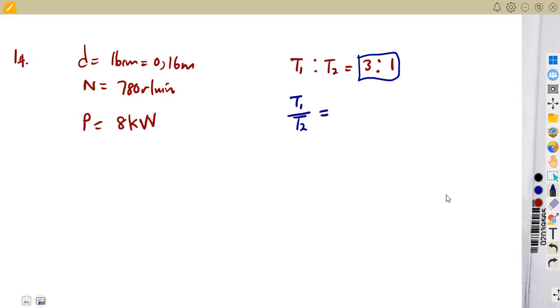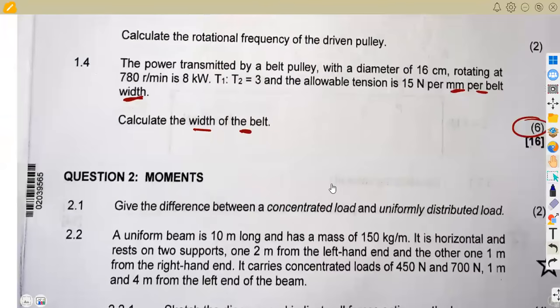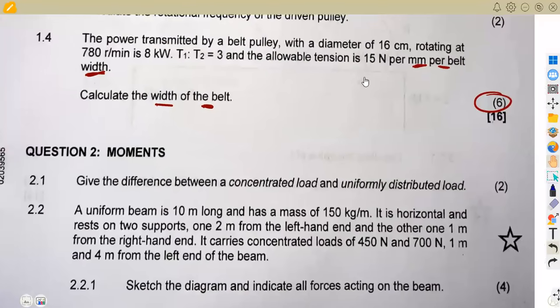So it means T1 as to T2 like this is going to be given as 3/1. That's why you see 3/1 is 3. So that's why they just wrote a 3, but there is a 1 which is there that you're supposed to take note of. And also we are given that the allowable tension in this case is given as 15 Newton per meter belt.